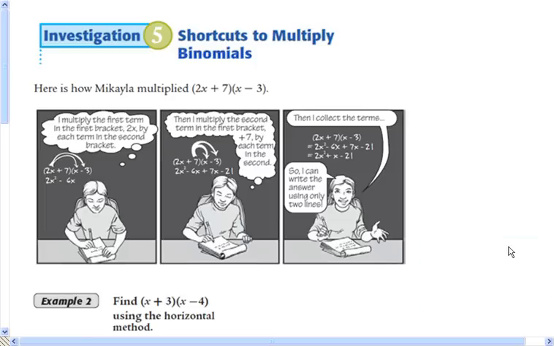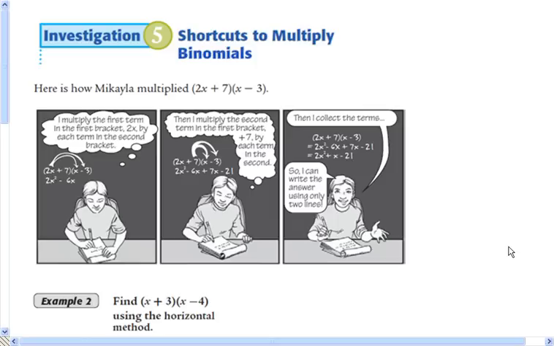Hey students, this is lesson 524, or 525, shortcuts to multiplying binomials. A lot of you have probably developed your own little methods for multiplying binomials. This is just kind of making that official, and we're going to give names to those methods.